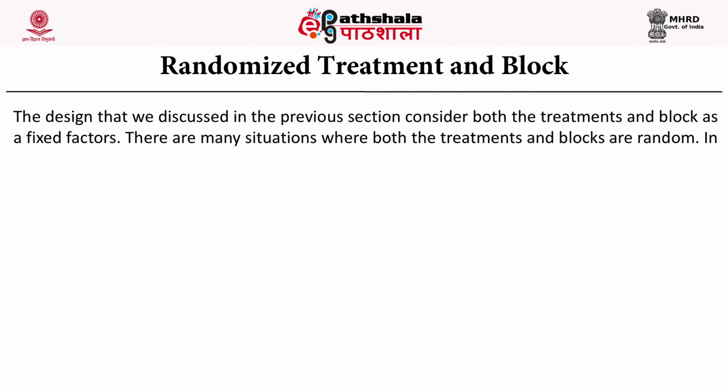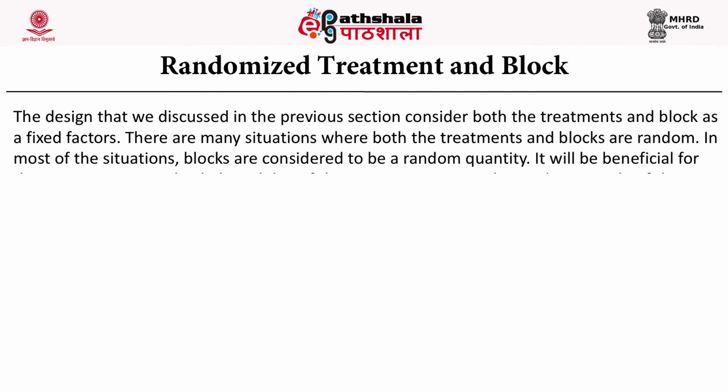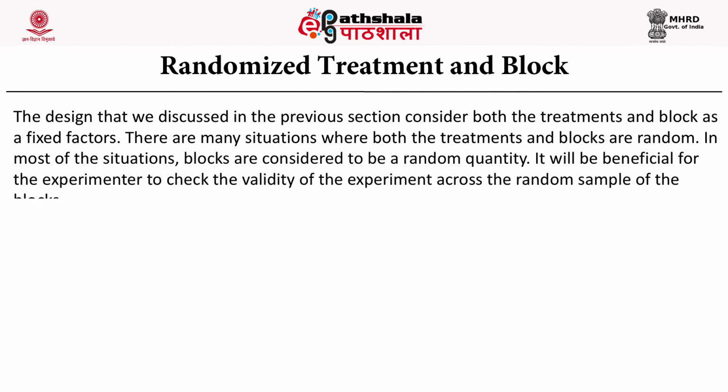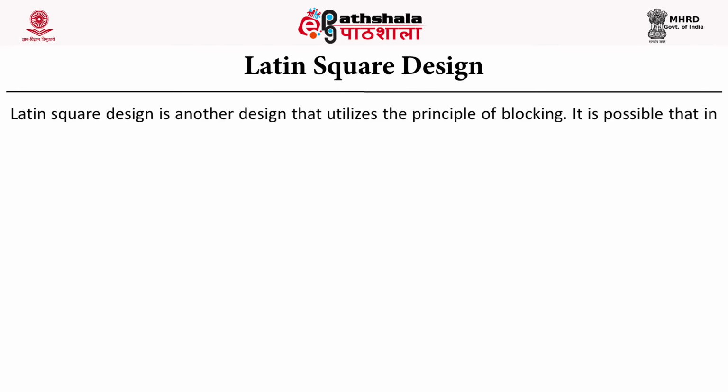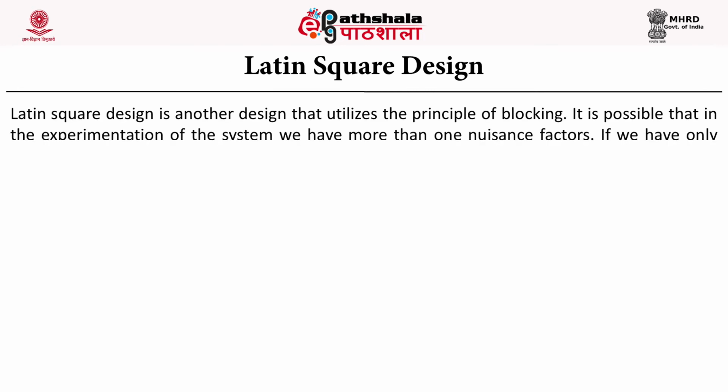Randomized treatments and blocks. The design that we discussed in the previous section considers both the treatment and block as fixed factors. There are many situations where both the treatments and blocks are random. In most situations, blocks are considered to be random quantities. It will be beneficial for the experimenter to check the validity of the experiment across a random sample of the blocks. Now we will discuss another design, that is Latin square design.